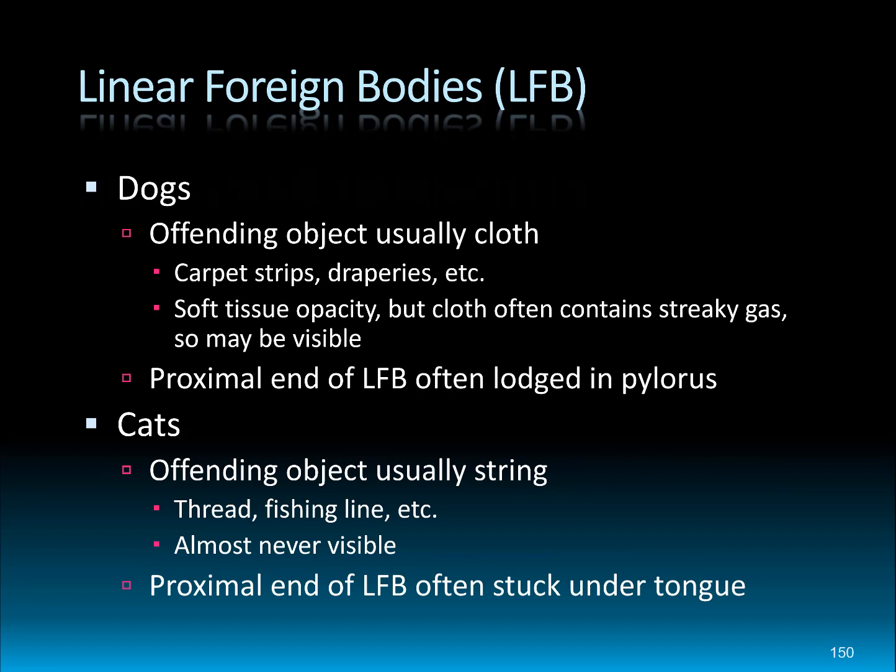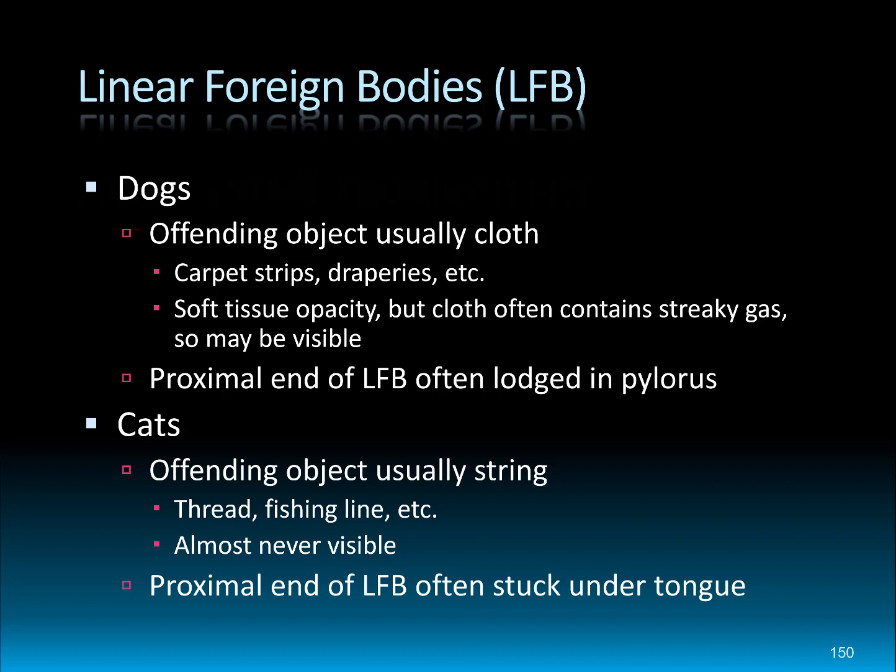When dogs get linear foreign bodies, usually what they eat is something made of cloth, and it's usually long strips of that cloth. So it could be carpet, it could be towels, anything like that. The structure itself is a soft tissue opacity, so it can make it hard to see, although usually there's gas kind of in the midst of it, and so you will see a streaky mixed gas and soft tissue opacity structure to clue you in. The proximal end of the foreign object is usually lodged in the stomach, usually in the pylorus. So you've got this wad of cloth in the pylorus, and then the rest of it tracks down into the duodenum and the rest of the small intestine.